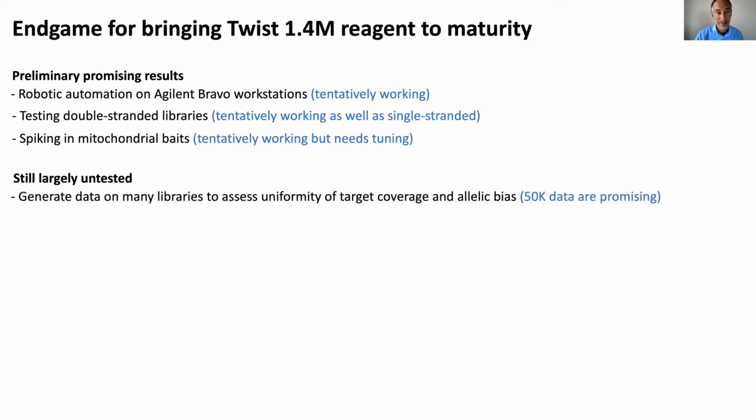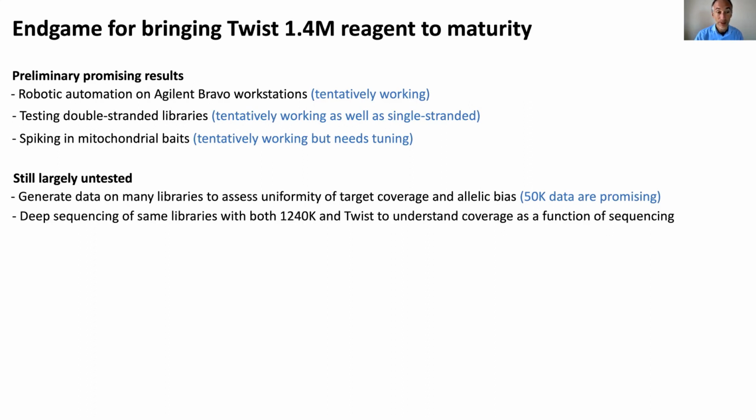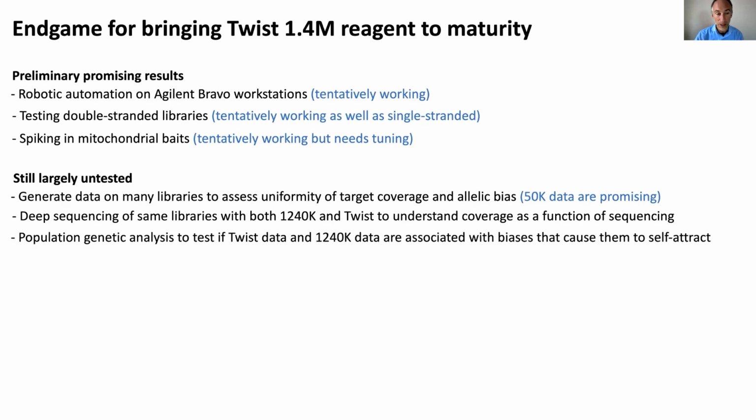Still largely untested is generating data on many libraries to assess uniformity of target coverage and allelic bias toward one allele or the other, similar to the 50K results that I showed you before. We want to do deep sequencing of the same libraries with both 1240K and Twist to understand coverage as a function of sequencing on multiple libraries, to really understand how consistent the performance characteristics are of the two technologies, although we're cautiously optimistic that Twist is an improvement.